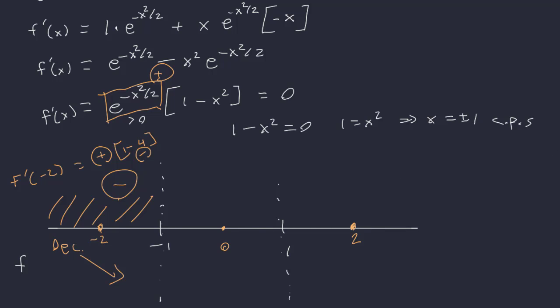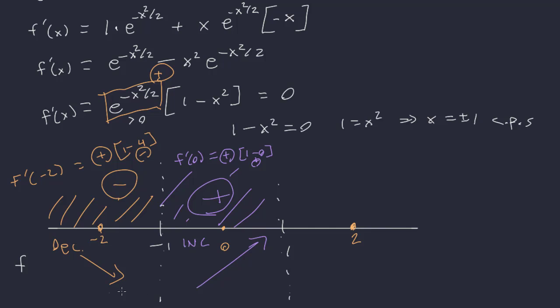All right, so next up, we're going to plug in 0. So f prime of 0 here, well, again, we have something that's positive, times a 1 minus 0. So it's a positive times a positive. So this whole thing is positive. All right, so that means our original function in this region is increasing, meaning we have a minimum here at -1.